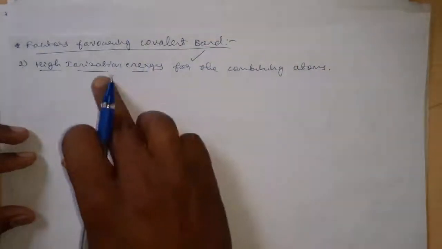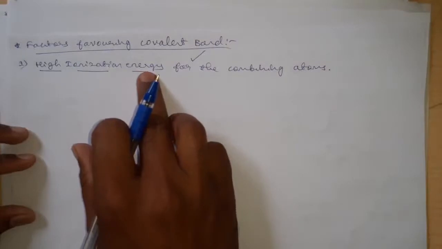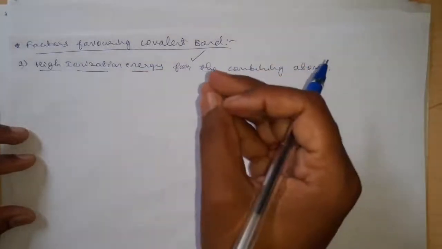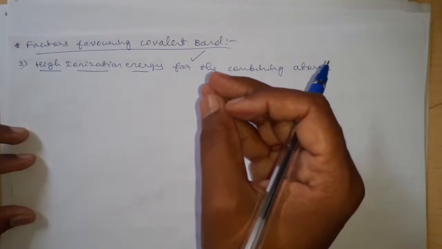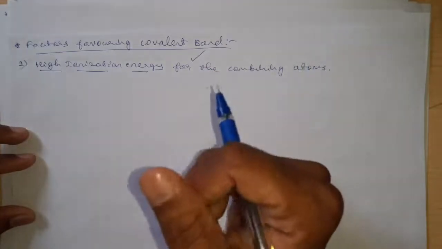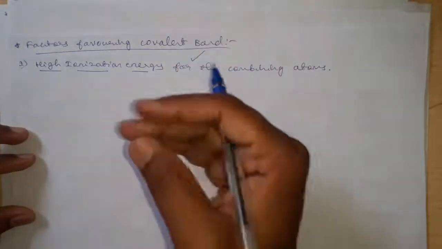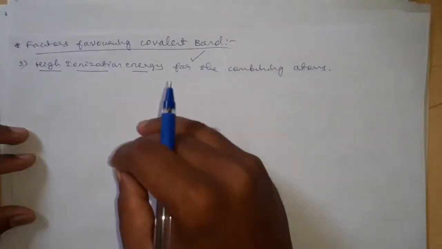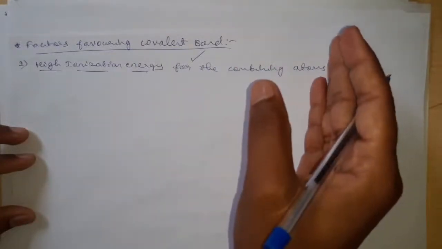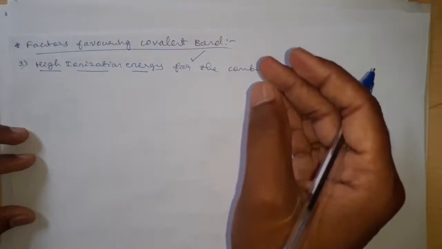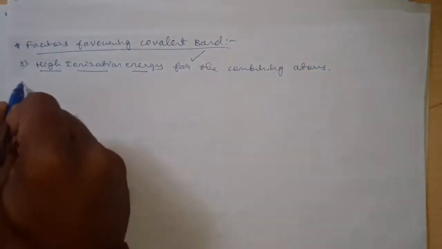And what happens if the ionization energy is low? If the ionization energy is low, then with that little amount of energy we can remove that electron, or that atom can easily lose or donate that electron, and as a result there will be a formation of ionic bond.